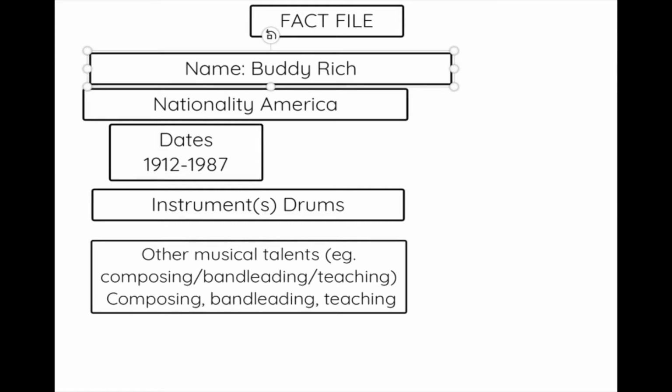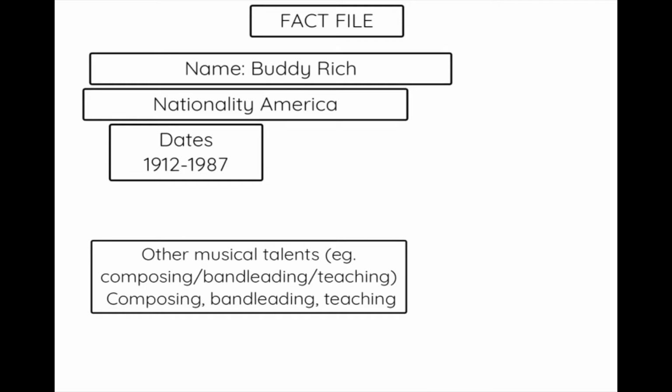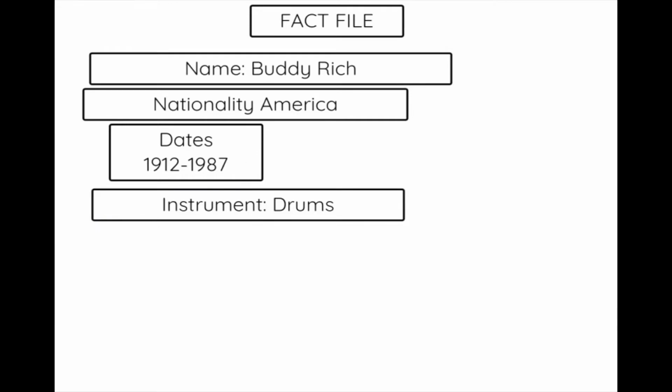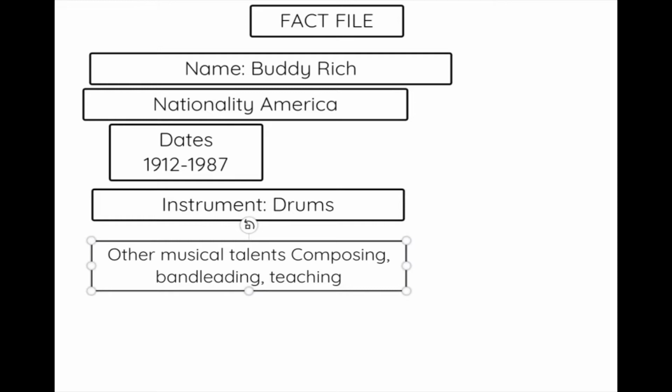Okay, again, instruments. He only plays the drums, which is one instrument, drum kit. And here, other musical talents, composing / band leading / teaching. That's for example. As a matter of fact, he did all three, but you don't need the example there. So just delete all of that. You don't need it, and it looks messy. Clogs it up. There we go. And it would be really nice to add some pictures in there, which I'm not going to do now. But it looks a bit bare, but at least the layout is clear and good now.